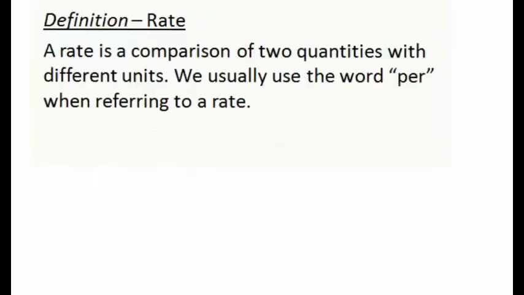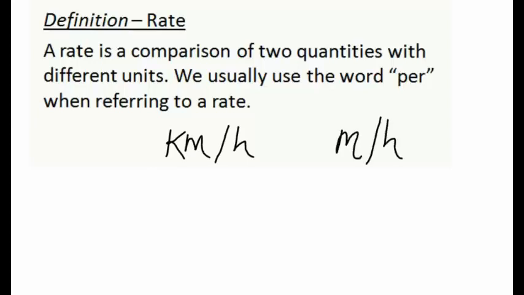Now, in addition to ratios, there are also comparisons that are called rates. And rates occur when we're trying to compare two quantities that have different units. And usually a rate can be separated from a ratio because we end up using the word "per" more often for a rate. One of the most common rates you may have seen if you drive a vehicle is a rate called kilometers per hour, or if you happen to be American, miles per hour.